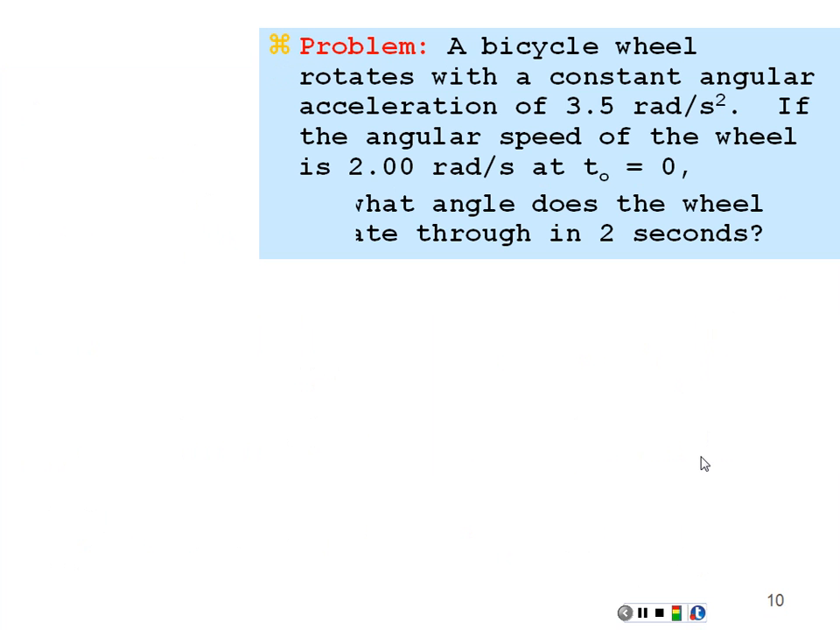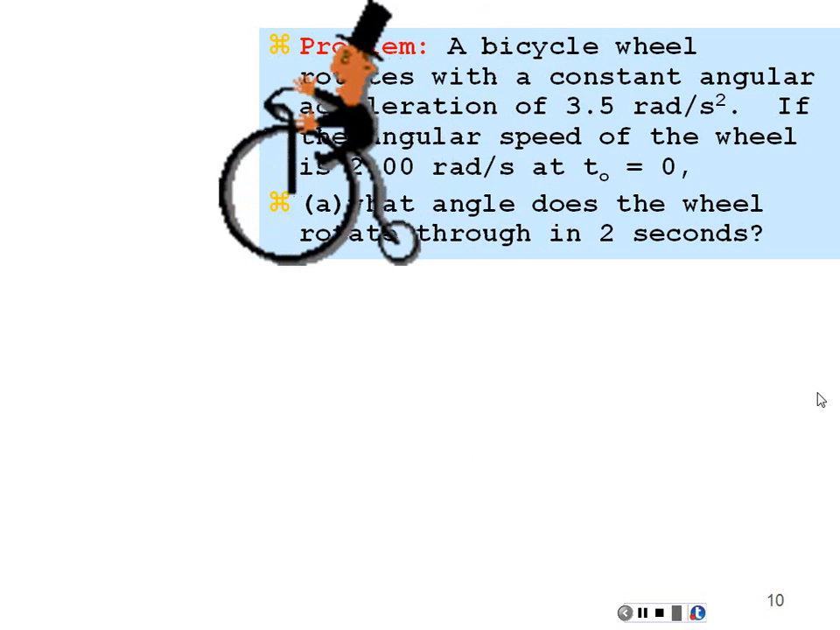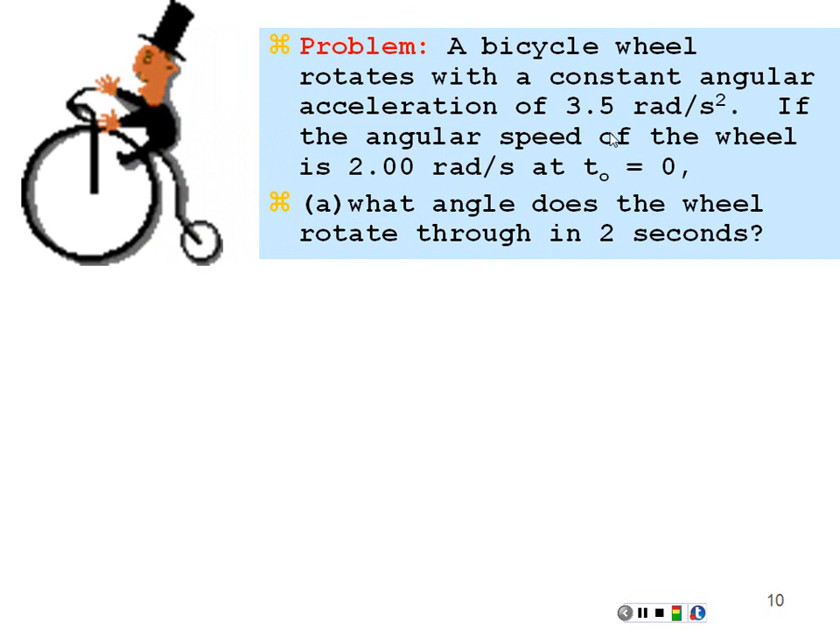Let's try it out. A bicycle wheel rotates with a constant angular acceleration of 3.5 radians per second squared. If the angular speed of the wheel is 2 radians per second at t naught equals 0, what angle does the wheel rotate through in 2 seconds? Alright, so we have a bicycle, and we're reading the problem. We immediately can identify the angular acceleration. They told us what it was, 3.5 radians per second squared.